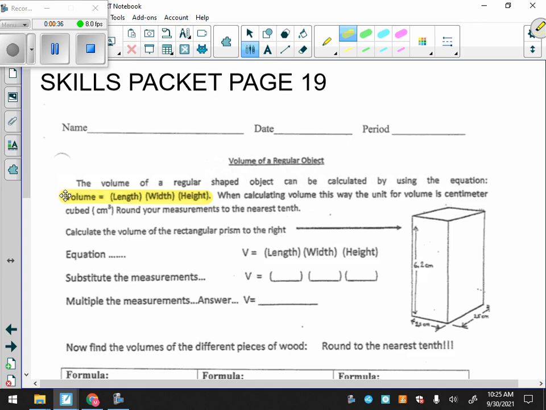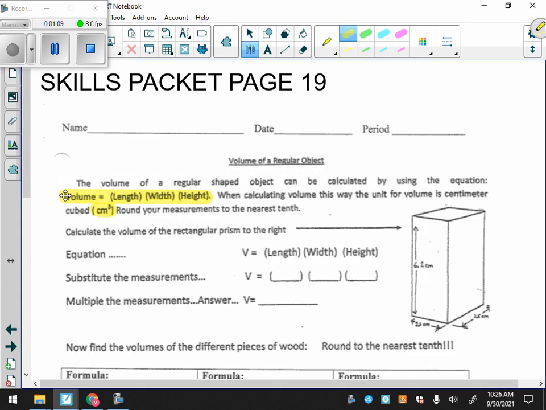Okay. All right. Format. When calculating the volume this way, the unit for volume is centimeter cubed, or cm to the third power. What information should I highlight from this sentence? What important information in the second sentence? The volume is centimeter cubed. Good. I'm just going to highlight this. Right there. Exactly what he just said.